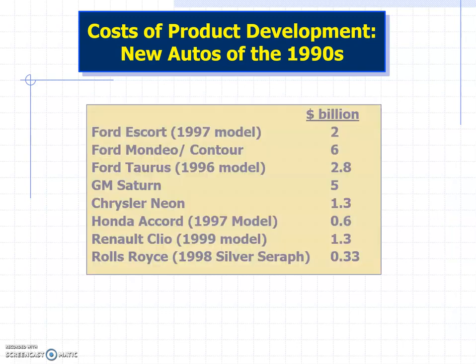The cost of product development for new autos in the 1990s. These are obviously older data, but it doesn't change that the costs are very large. So producing a new car, the cost of product development means that you have to sell a lot of cars to get back that investment. And it's the same, for example, for drug companies. The research and development costs for making a new drug are huge. So in order to get back that cost, you have to be able to sell on a global scale.